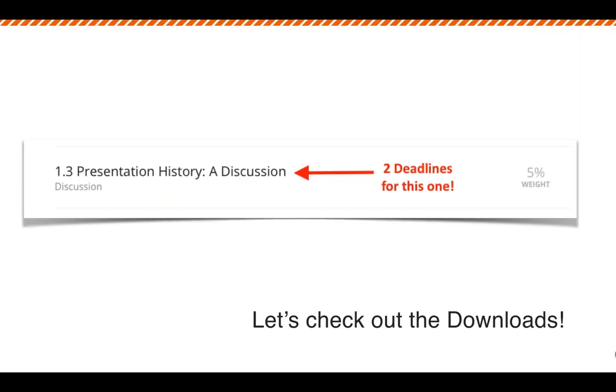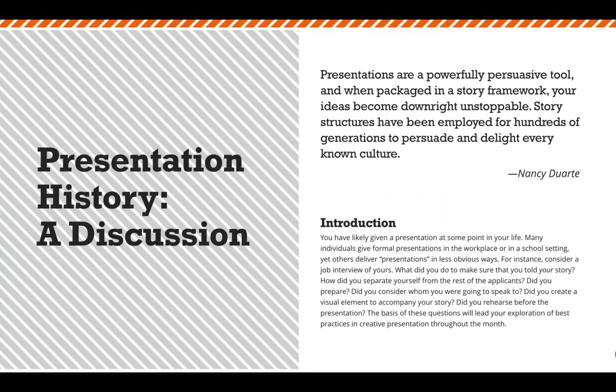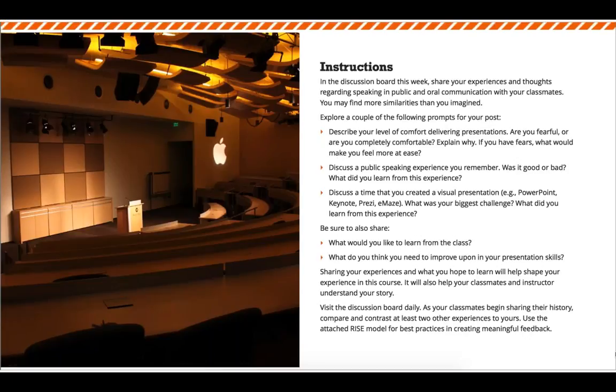So again, 2 deadlines for this one. Let's check out the downloads and the instructions for the 1.3 presentation history discussion. So this is the beginning. There's a couple of pages here associated with the instructions for the discussion. You'll want to read through this, and you'll want to move into exactly what it is that we're looking for in your first initial posting and then also in your reply. So let's take a look at that. So in the instructions, you want to be sure that you are looking at these bulleted items, okay?